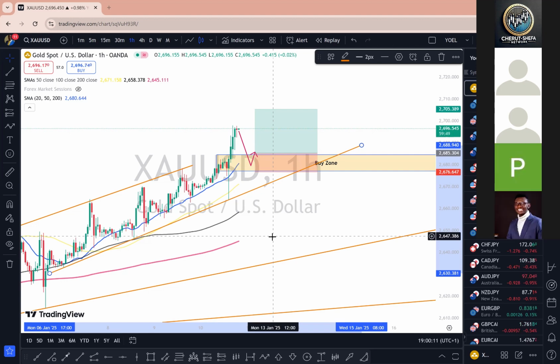Now, I want you to check something and take note of this. The moment it crosses the 200 and that candlestick closes as a bearish candlestick below the 200, I can guarantee you 80% that the market has changed structure and is going further to the downside.